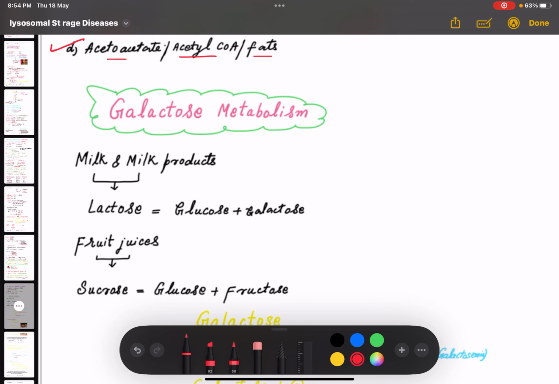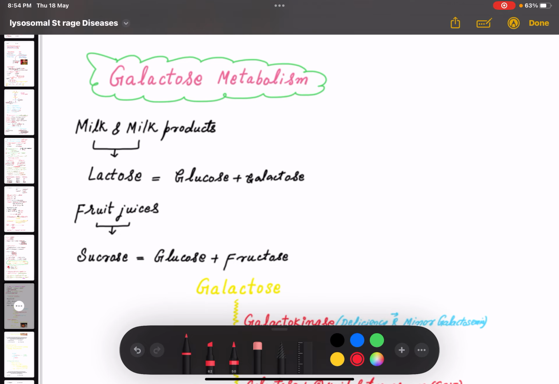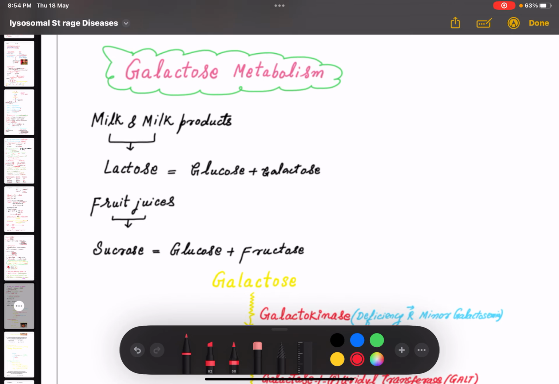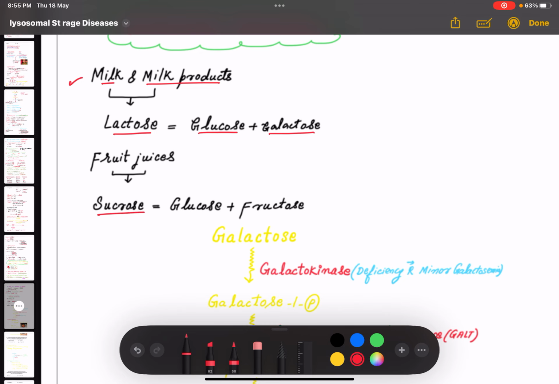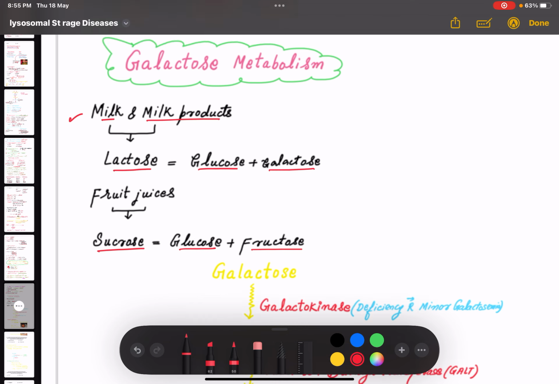Now let's come to another beautiful topic, that is galactose metabolism. First of all, I am going to give you some important points which will help you to remember galactose metabolism very easily. In milk and milk products, we have lactose. Lactose is present in milk and milk products. This lactose itself is made up of glucose and galactose. In fruit juices we have sucrose, and sucrose is made up of glucose plus fructose.